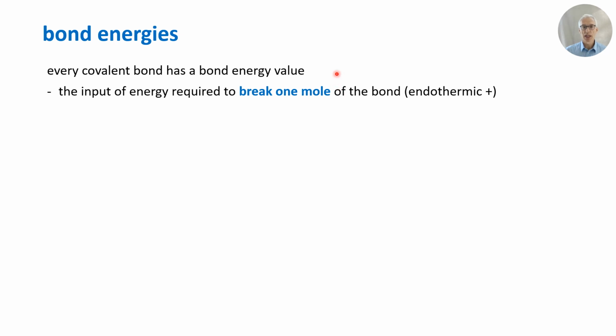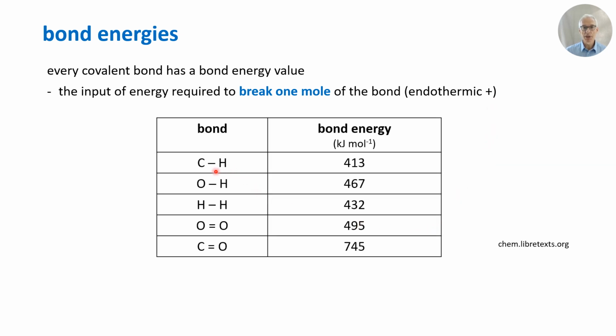Every covalent bond has a bond energy value. That bond energy value is defined as the input of energy required to break 1 mole of the bond. So that is an endothermic process and it is given a positive sign. Here are some examples. The carbon-hydrogen single bond, 413 kilojoules per mole. Oxygen-hydrogen single, 467. Hydrogen-hydrogen, 432 kilojoules per mole. Oxygen double bond oxygen, 495 kilojoules per mole. Carbon double bond oxygen, 745.